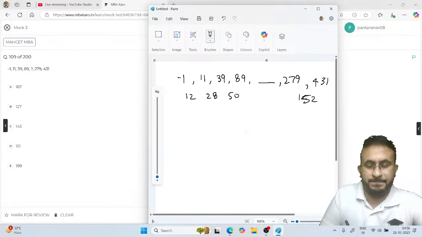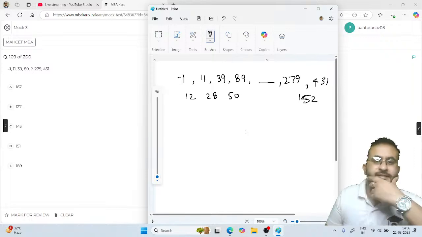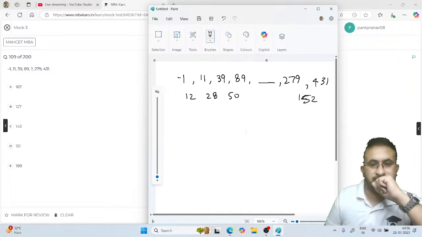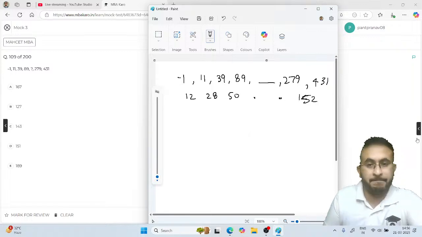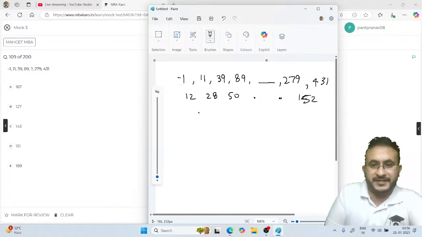Okay. Not getting any such series. Okay, because the middle term is missing. So whenever the middle term is missing, that becomes a challenging thing. Let's go for the second difference. This difference is 16, this difference is 22.